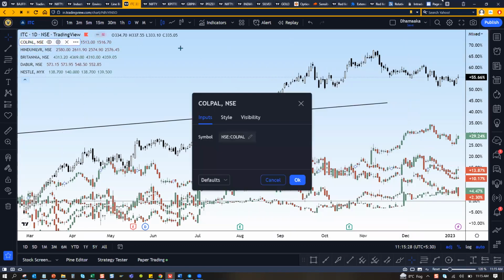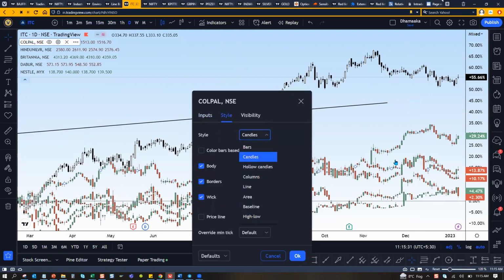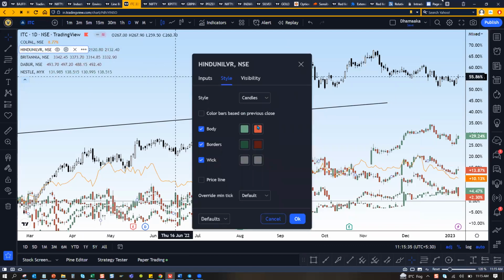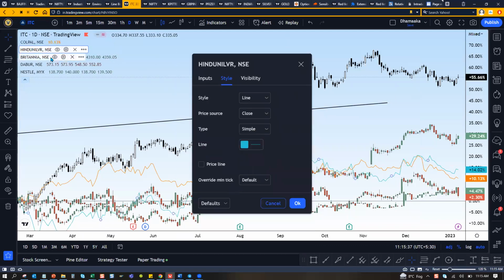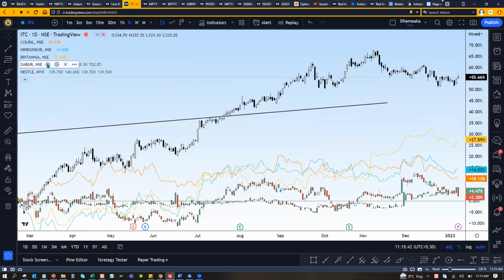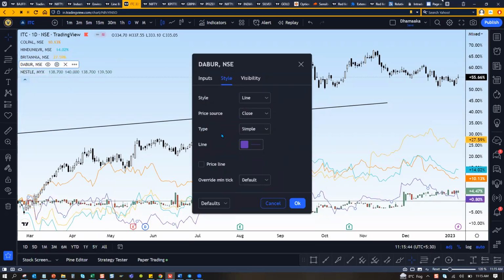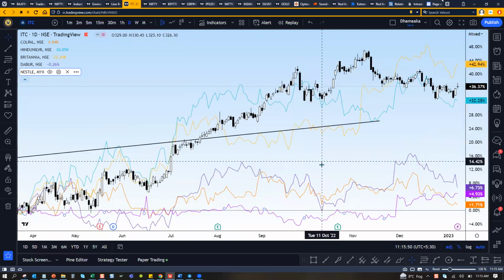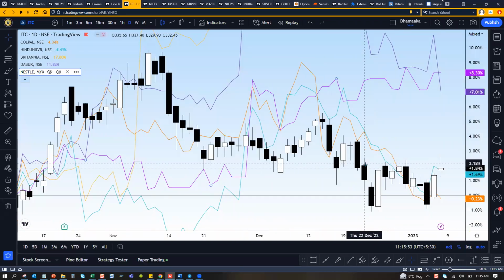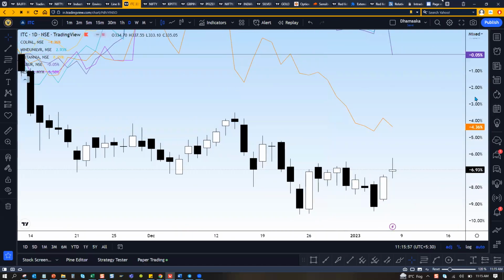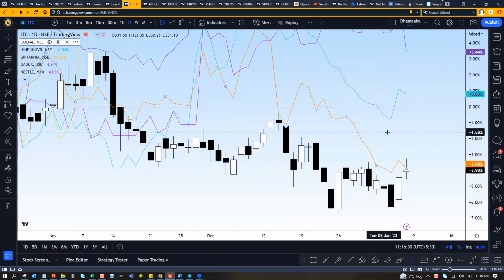You can then click on settings. In Style, right now all these are candles. You change it to line. If you want to do the same kind of analysis that I did, you can do it this way. Probably some of you already know, but for the beginners, I'm just showing. And then you can scroll back around 20 days and see how things are looking.